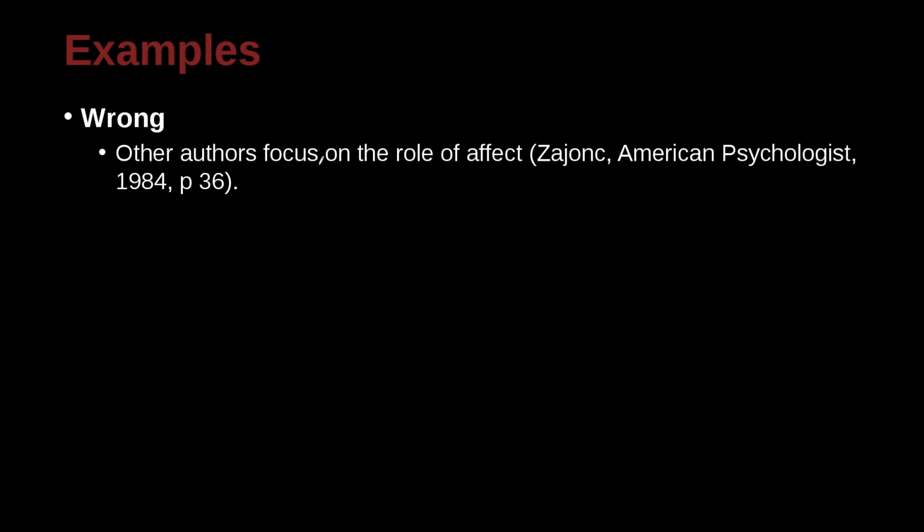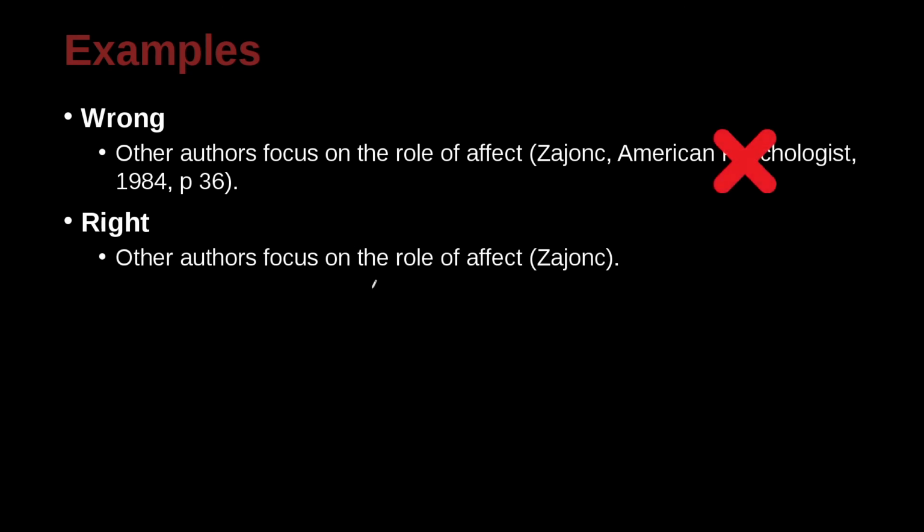Other authors focus on the role of affect. Zajonc, American Psychologist, 1984, page 36. Well, we can see that this is a problem. This doesn't look right at all for MLA. Of course, in the MLA, we keep it simple. We just have the author and the page. Of course, we don't include the journal or the year or any other details like that. No commas either. It's very straightforward.